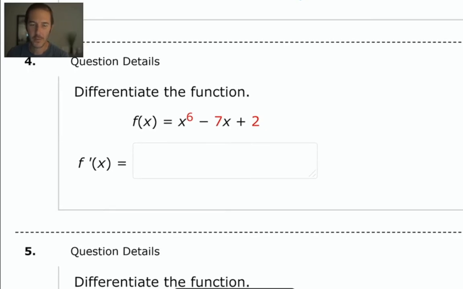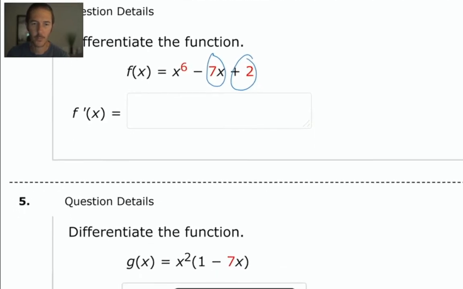This problem is the same: just go term by term, take the derivatives. Remember that this is a linear factor, so its derivative in this case would just be 7 or negative 7. This is a constant value, and the derivative of a constant is 0.